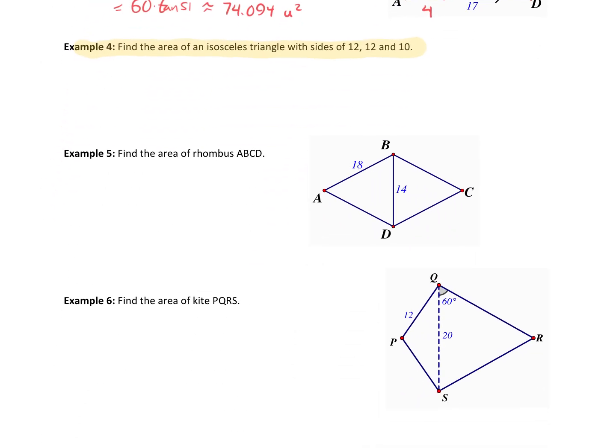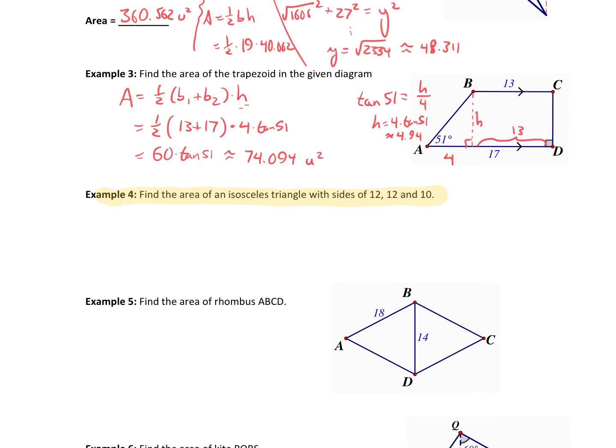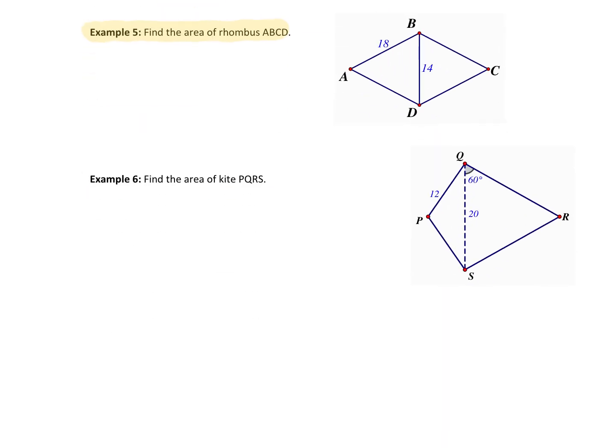All right, area of a rhombus and kite. I'll do one of these. I want to say that example 6 is more like 4, so I'll do 6 on video, and I will do 4 in class. So let's go to 6. I want to find the area of this kite.